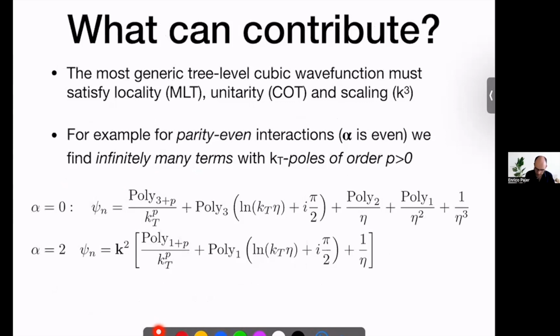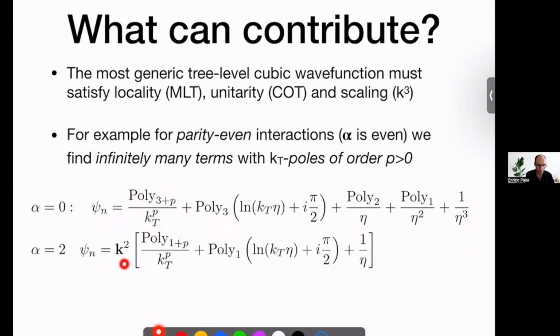First, I'm going to show you something which is not very constrained. So the simplest case is parity-even interactions of, for example, 3 gravitons. Okay, you can have parity-even interactions. There is an even number of derivatives. And then I already told you that the wave function should be a polynomial over kt to some pole. And there are additional terms that I haven't discussed very much. They correspond to IR divergences.